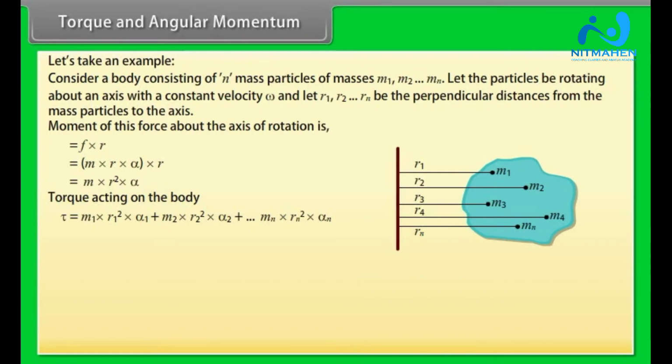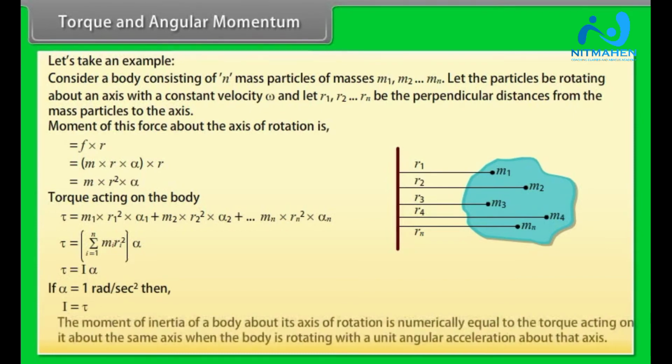This equation can be written as tau is equal to summation from i is equal to 1 to n of the products of mi and ri square into alpha. This gives tau is equal to I alpha. If alpha is equal to 1 radian per second square, then I is equal to tau.